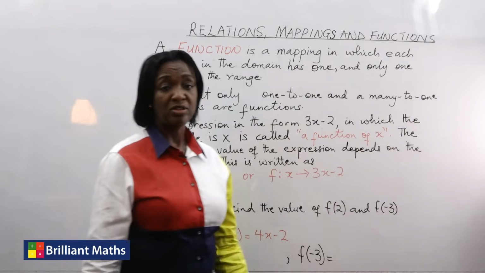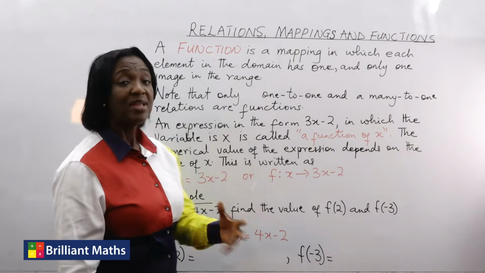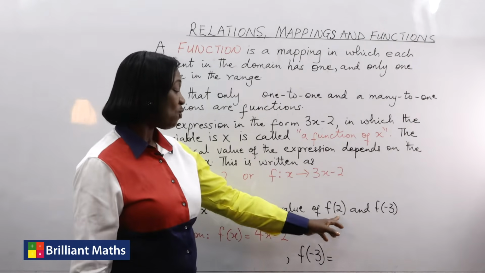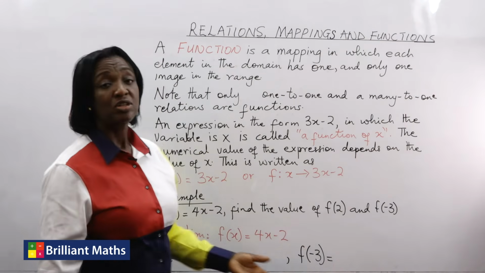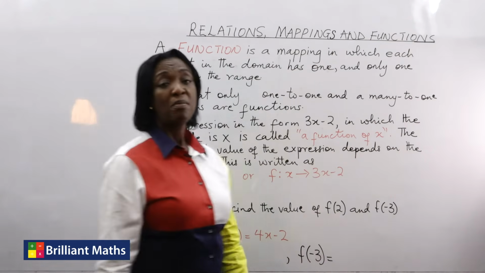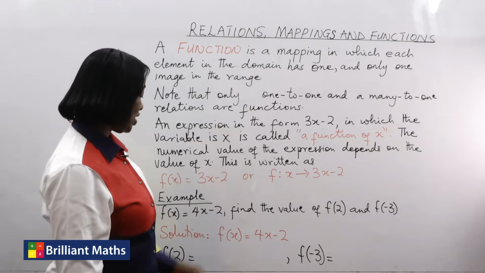So for example, if f of x is equal to 4x minus 2, find the value of f of 2 and f of minus 3. What does that mean? It means find the value of the function when x is equal to 2, and find the value of the function when x is equal to minus 3. So let's quickly do that.